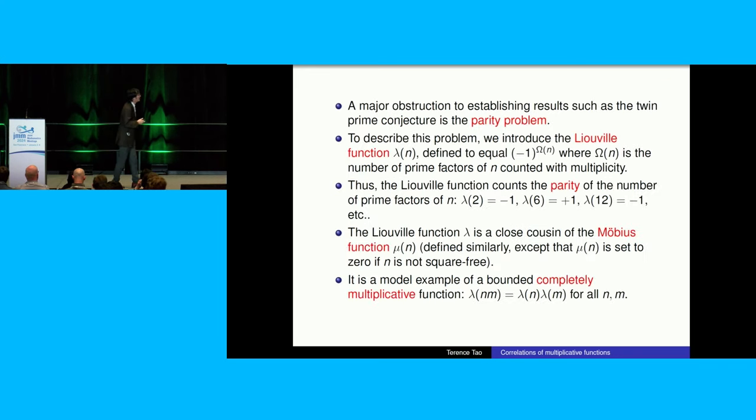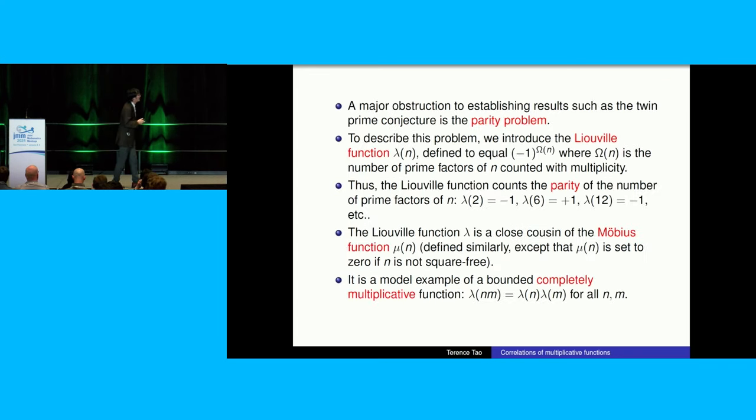Or if you like, about 50% of the time, the Liouville function will be plus 1 and 50% minus 1. And of course, that's what random sequences do. That's the law of large numbers. That's not the only thing that random sequences do, but it's one thing that random sequences do. And so the prime number theorem is, in some sense, justified by this pseudorandomness principle.